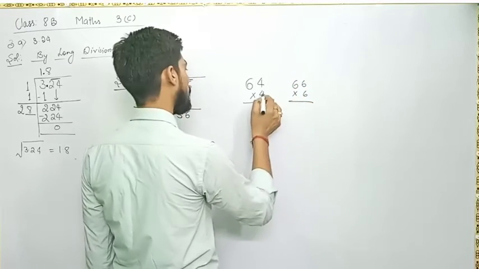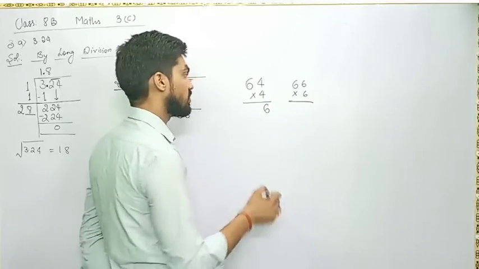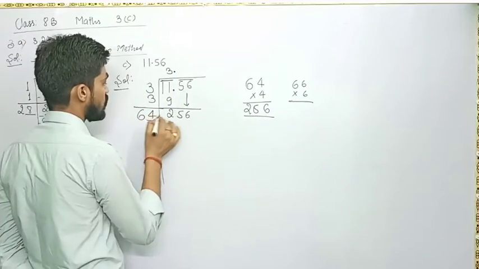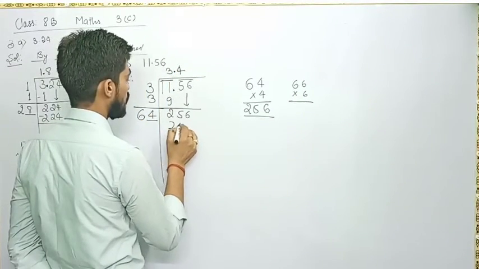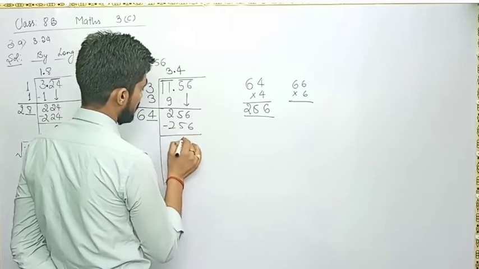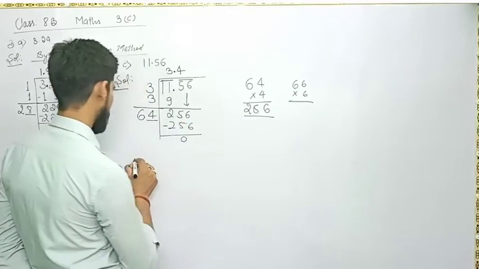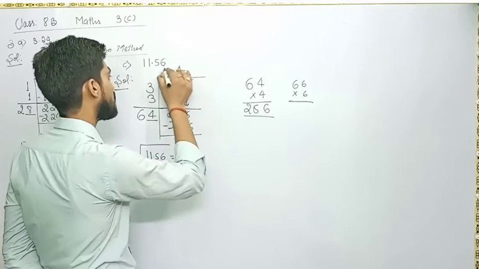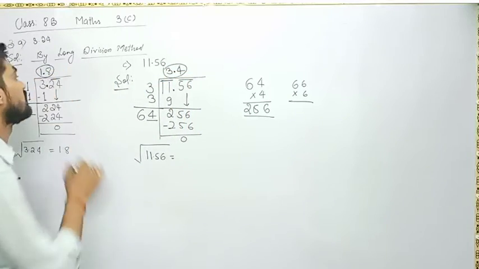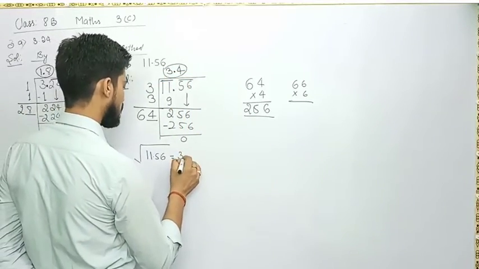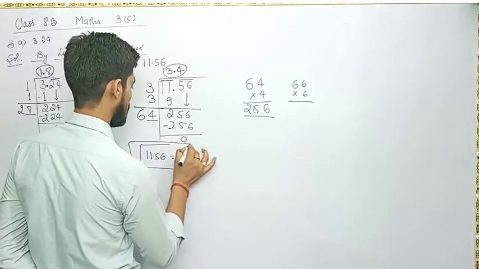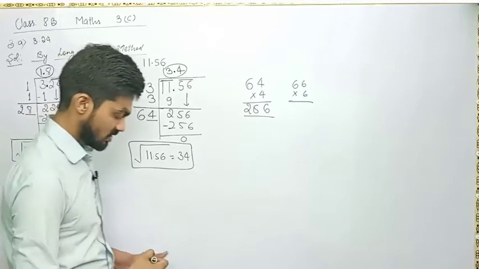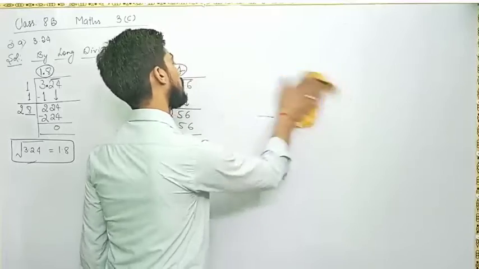First you check for 4. 4 4s are 16, 4 6s are 24 and 1 is 25. It means no need to go there. So we will write here 4, 3.4, 256. It will become 0. It means the square root of 11.56 is equal to, this is our answer, the quotient that we get. So 3.4 is our answer. Correct? So this is the method we should adopt to solve the questions.